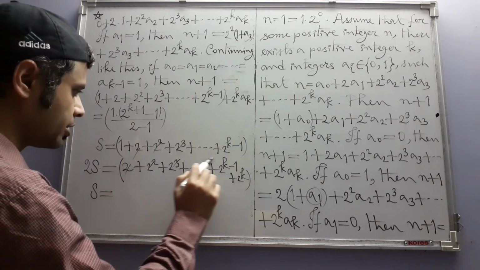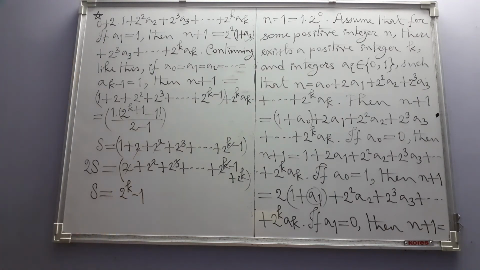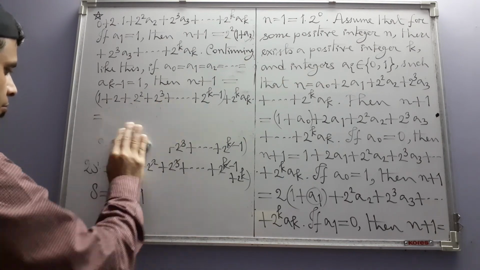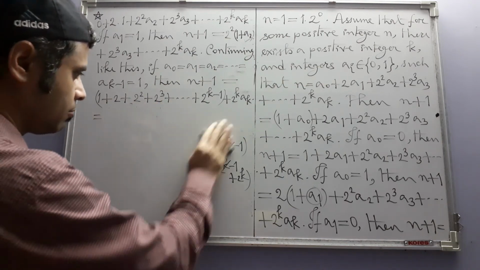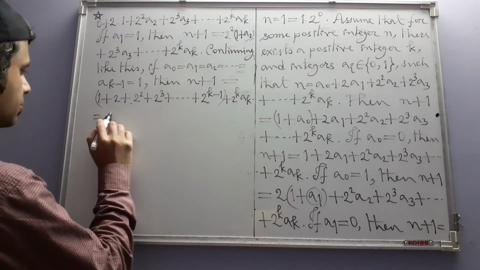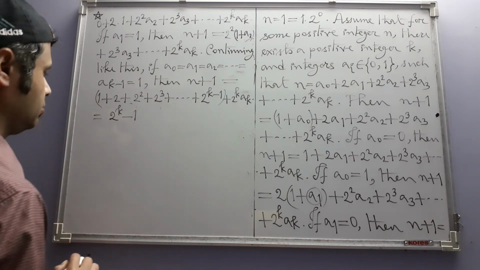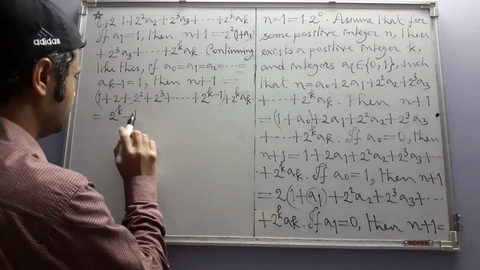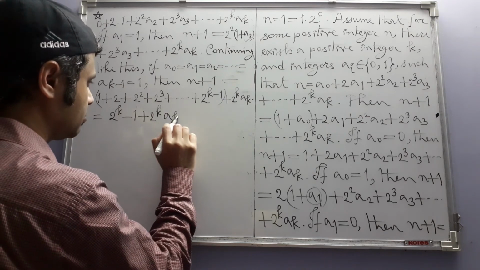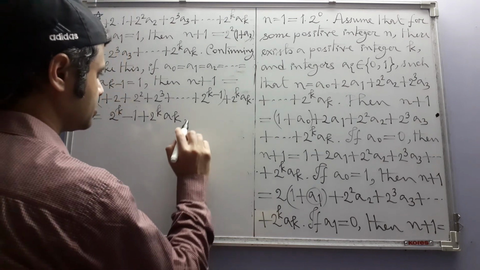2 square, these things will get cancelled. We will be left with 2 to the power, okay, so this is 2 to the power k minus 1, minus 1 is appearing here, plus 2 to the power k ak. Anyway, we will see what happens depending on what ak is.